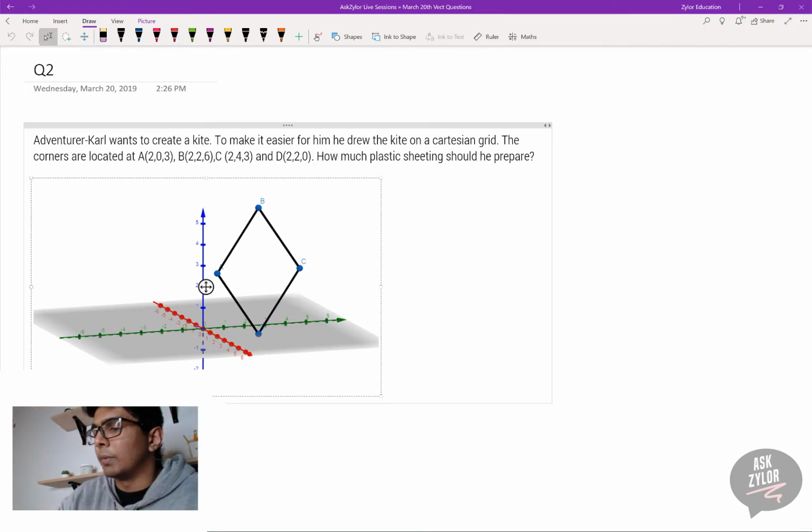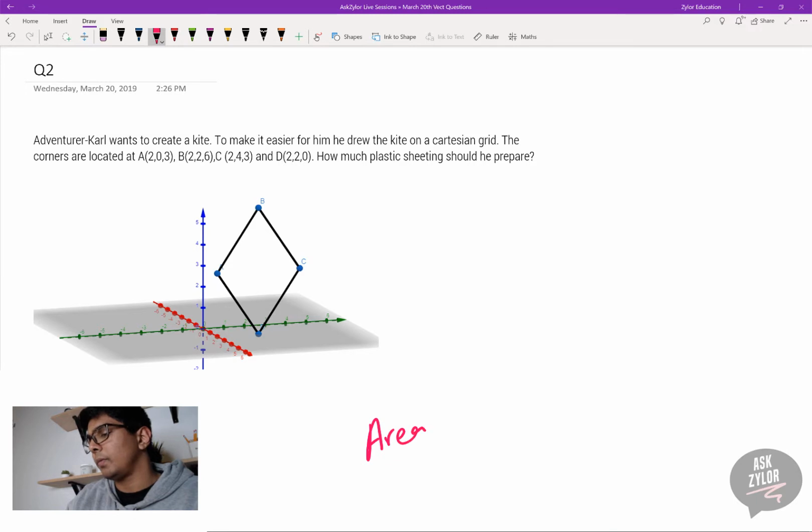So the shape kind of looks like a parallelogram, and we know that the area of a parallelogram can also be given by the cross product of two sides. So let's pick AB and AD.